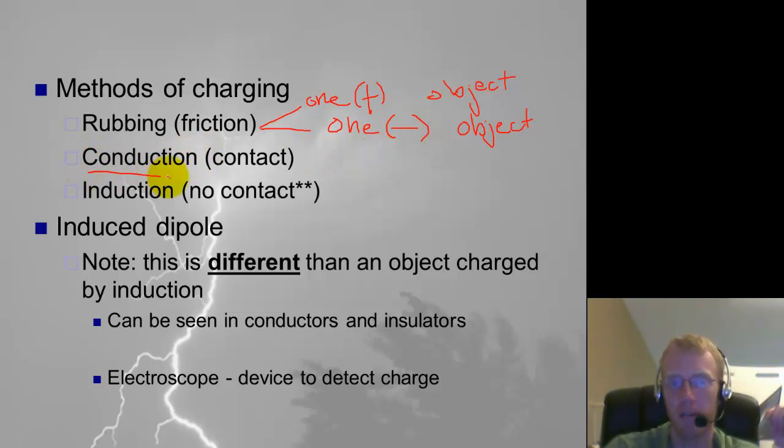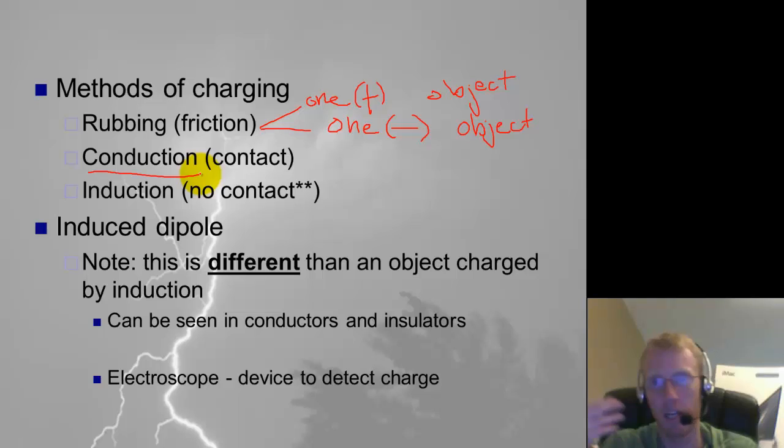Okay? Charging by conduction just means direct contact between two objects. So if both of them were neutral and you touch them together, nothing would happen. But if you have one object that's charged positive and one object that's, say, neutral, and you touch them together, some of the positive charge from the positive object can get shared and transferred over to the other object, leaving them with both the same charge. So both end up with the same charge.